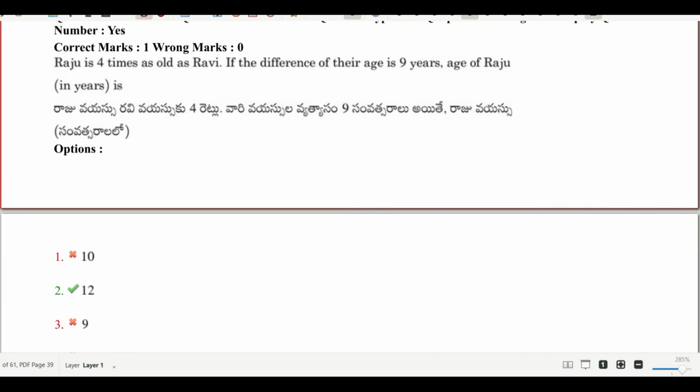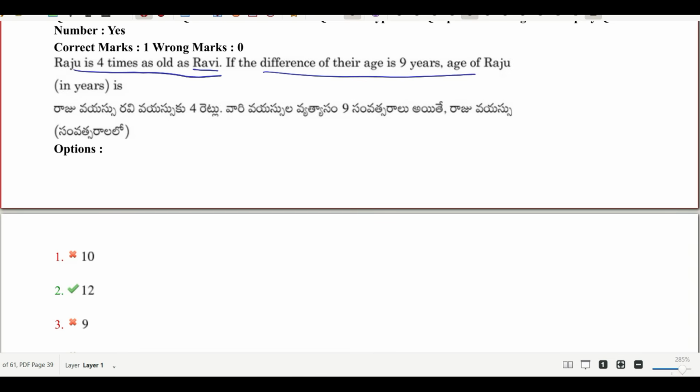Next question is that Raju is 4 times as old as Ravi. If the difference between their ages is 9 years, find the age of Raju. Okay, what have we been given? We have been given that Raju is 4 times as old as Ravi.